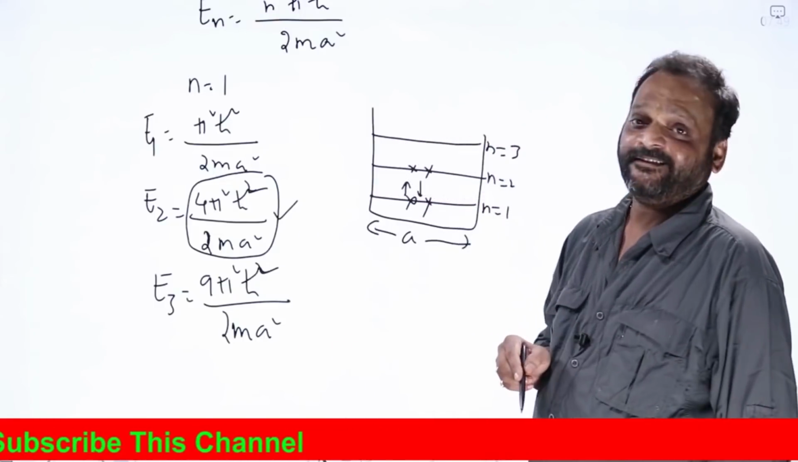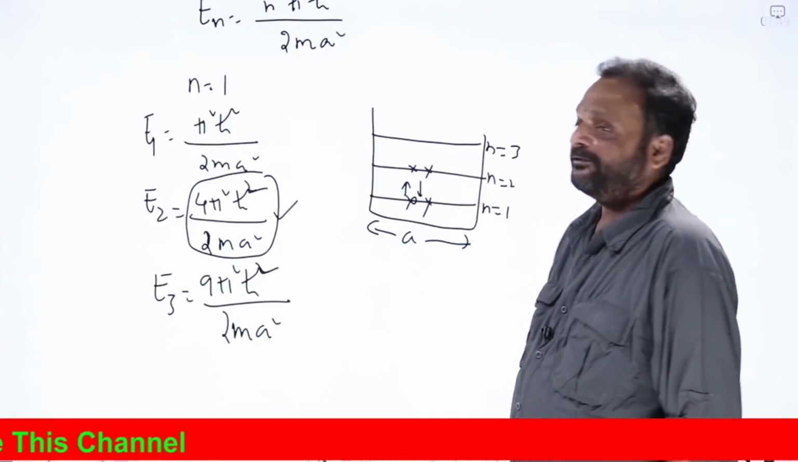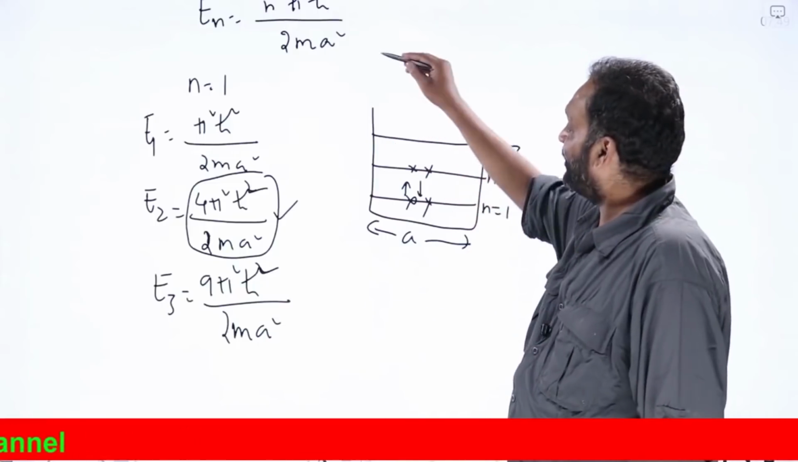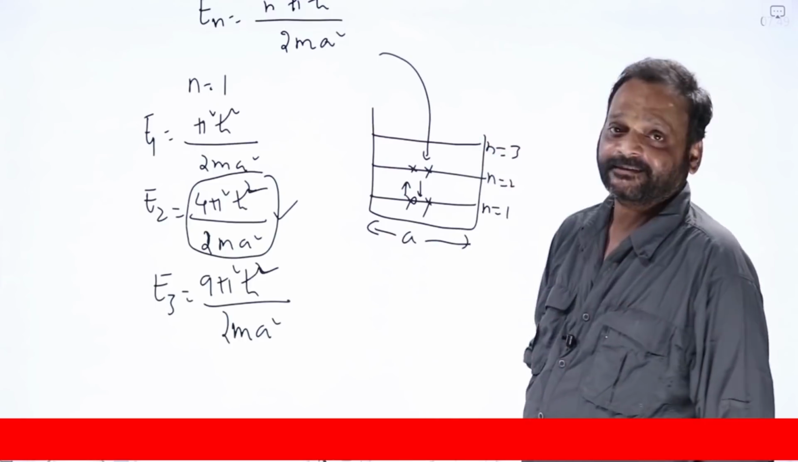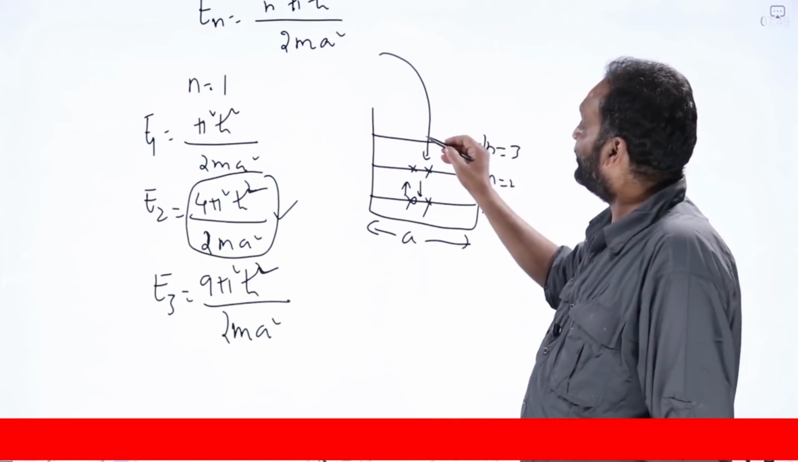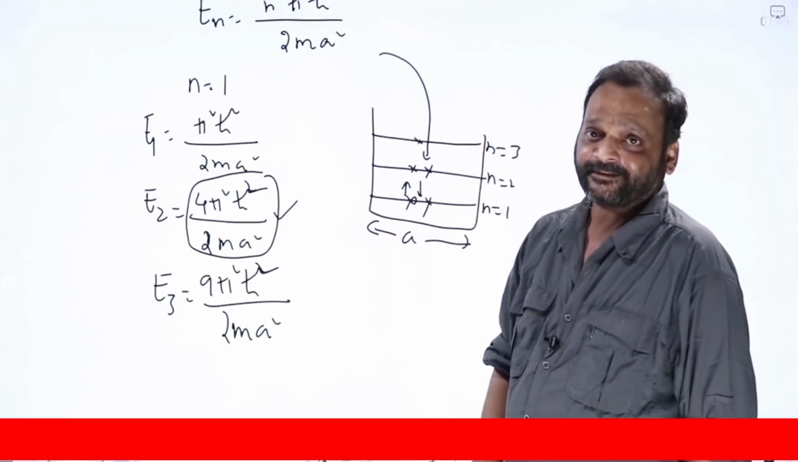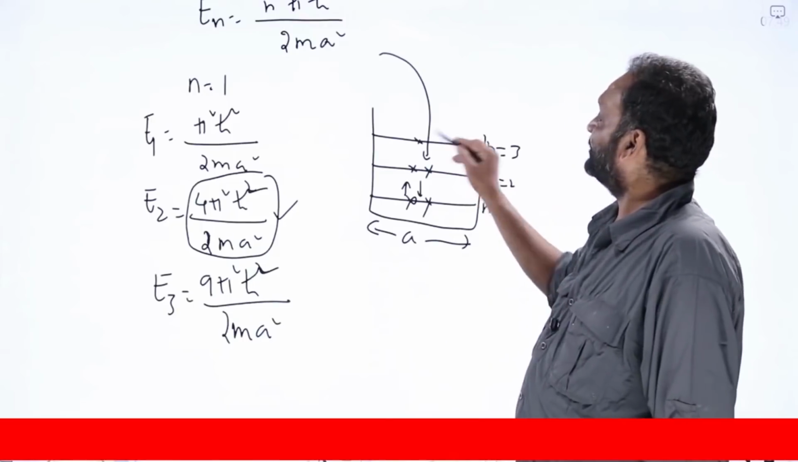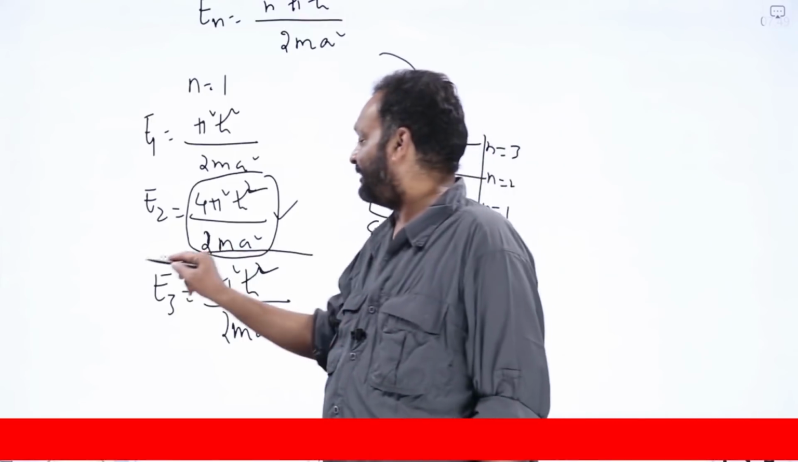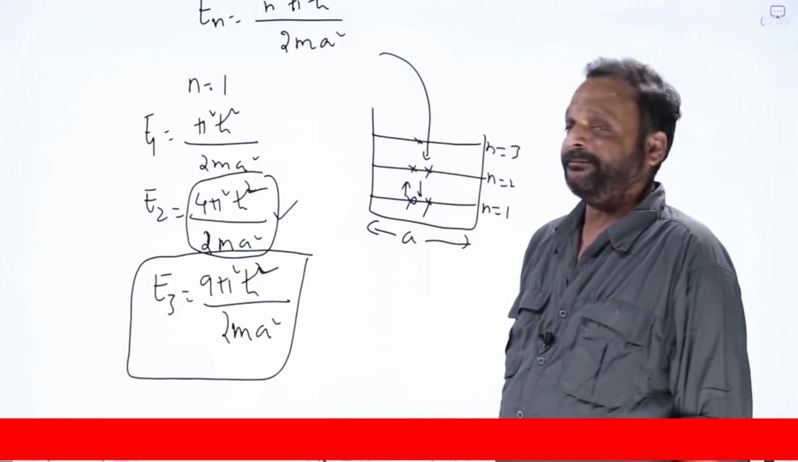What about the fifth electron? These 2 levels are completely filled. The fifth electron cannot go and sit in this 4-electron group. It is not possible. It has to go to the next higher level, whether it likes it or not. So it will go to the third level. Third level energy is what? 9 pi square h bar square by 2m a square.